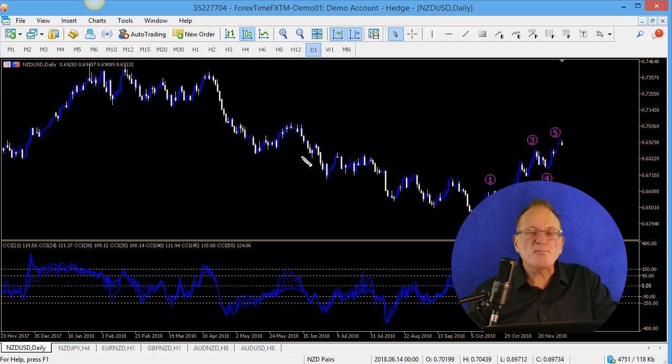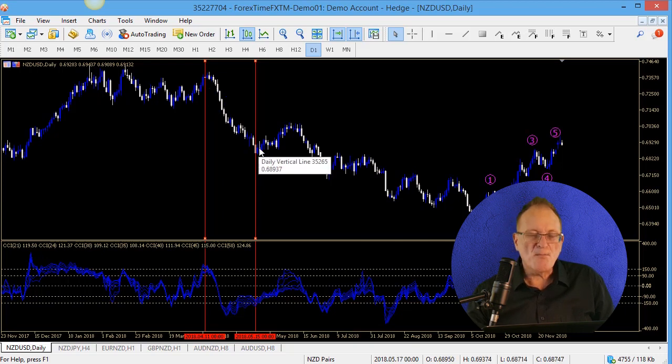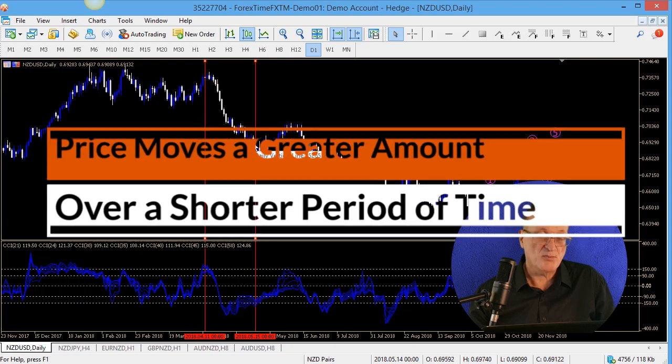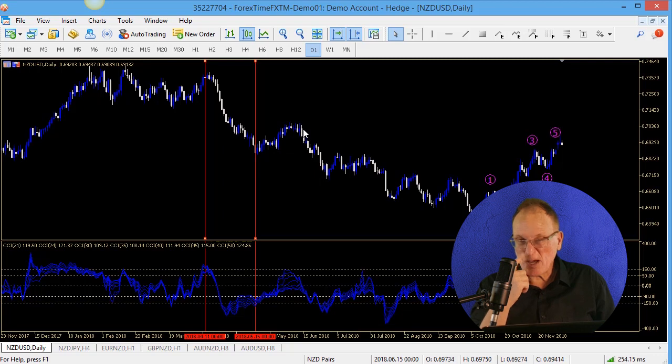Another very important aspect of this is that during the impulsive price action, the market is moving a great amount of price, a larger amount of price than it does during the correction, over a short period of time. And what does that actually do? That's what creates what we know as angle.